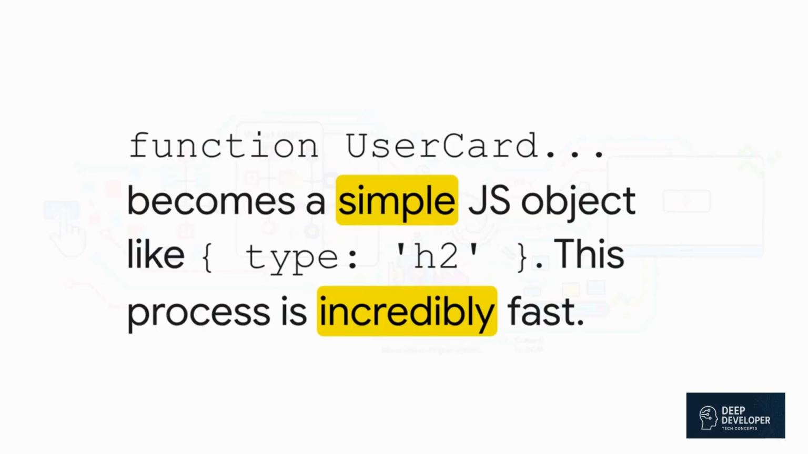And this is literally what that blueprint looks like. When React runs your component function, like this user card here, it doesn't create real DOM elements. Nope, it just returns a simple JavaScript object that describes what should be there. Something like this: type, h2, children, John. This whole process is lightning fast because we're just creating objects in memory. We haven't even touched the browser yet.